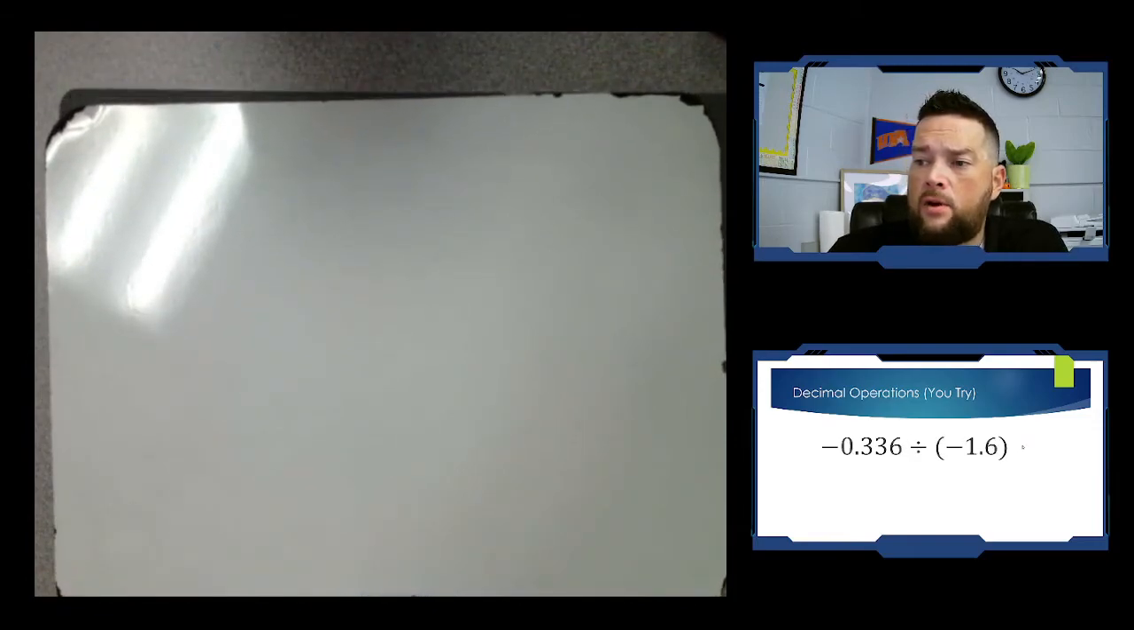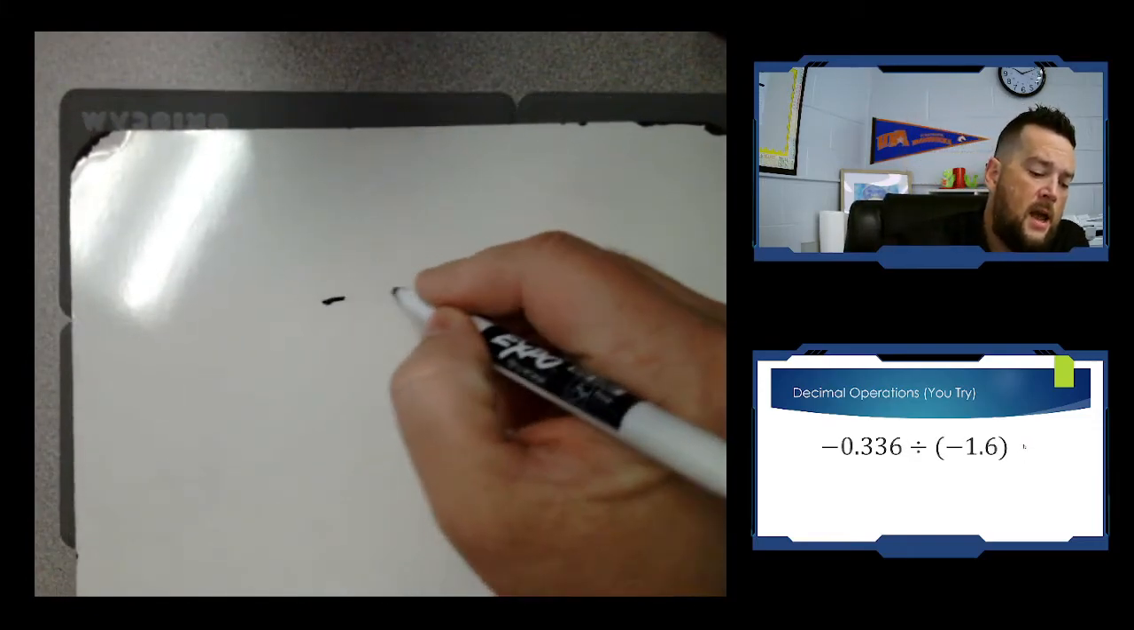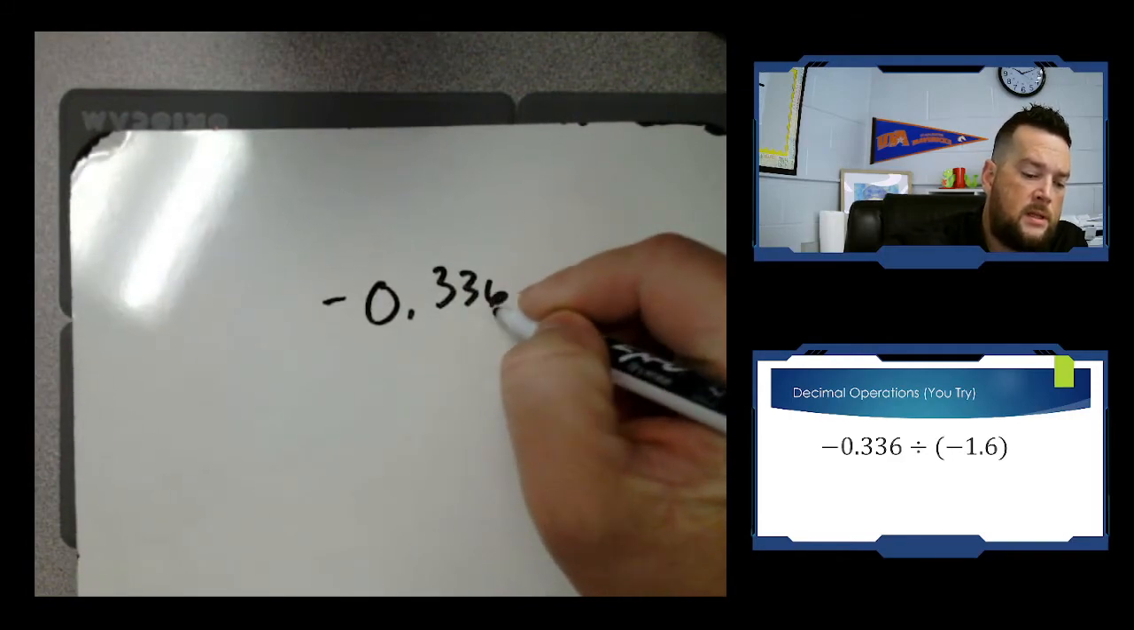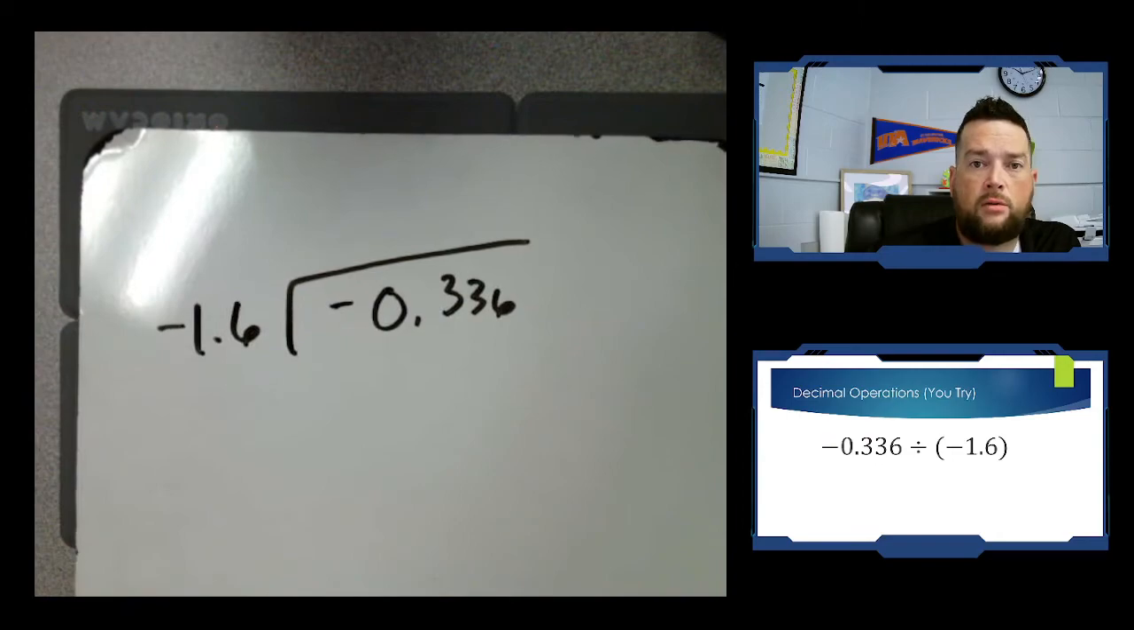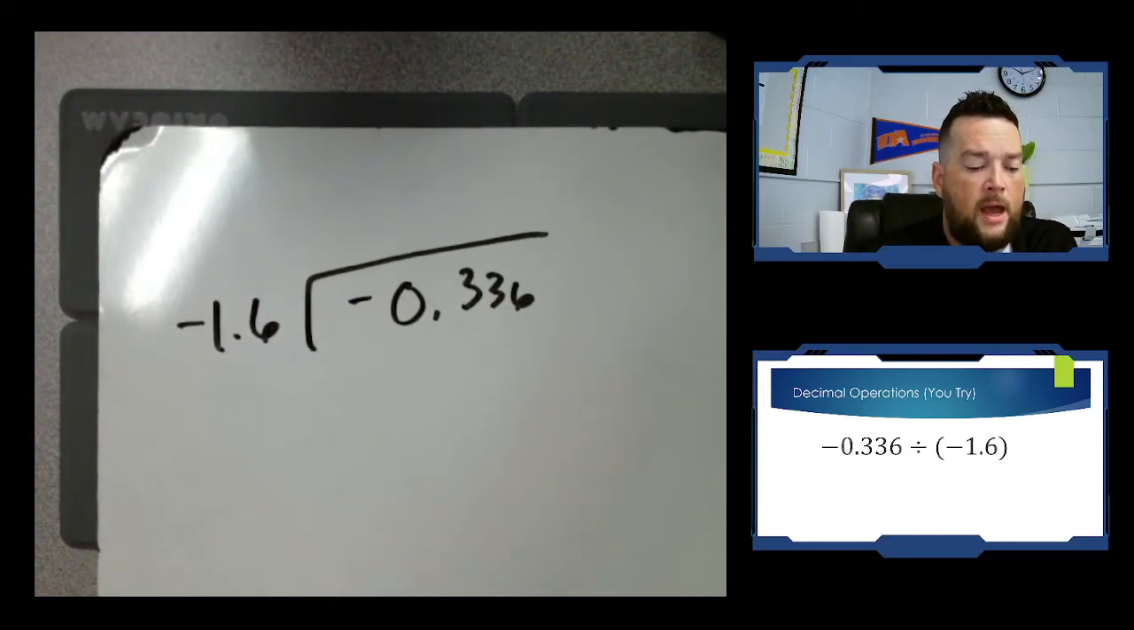All right, now we got another problem. We have a negative 0.336 divided by negative 1.6. Go ahead and pause the video. Try to do it yourself, and then come back.